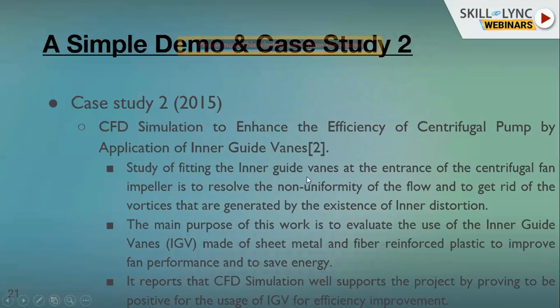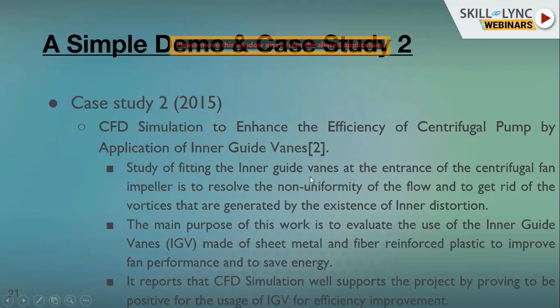What is a guide? Okay, it is just giving a track. So this is a guide. Inner guide vanes are fitted to the centrifugal fan. What he is trying to do is guide the air which is entering into the centrifugal fan through the different vanes, so as to resolve this non-uniformity of flow and get rid of vortices.